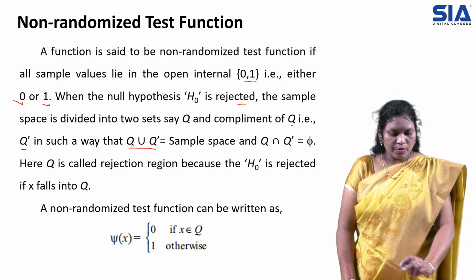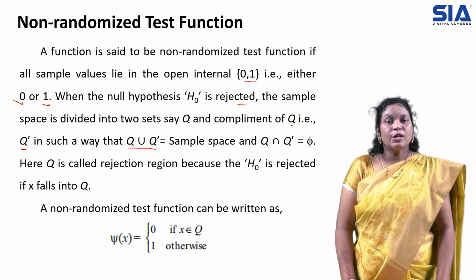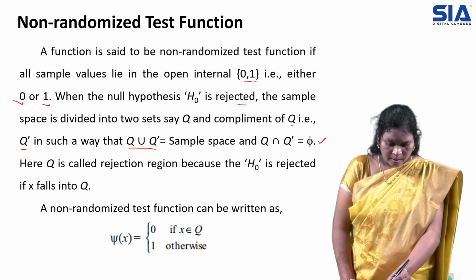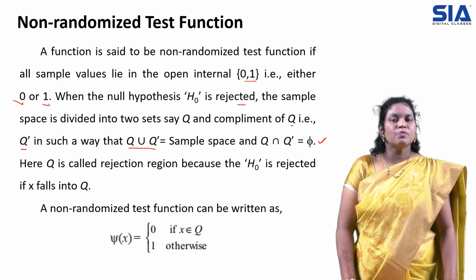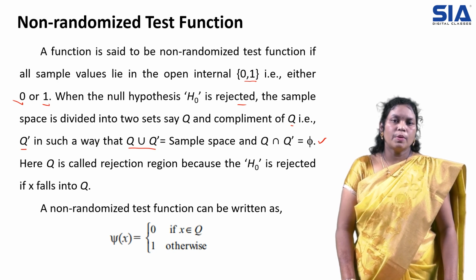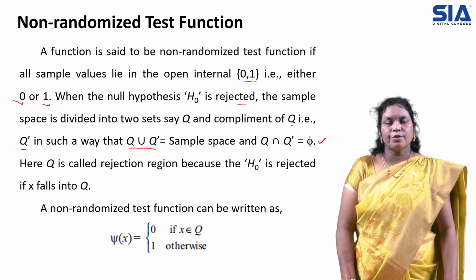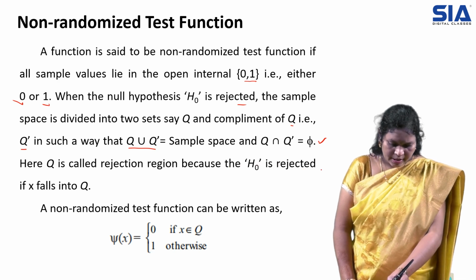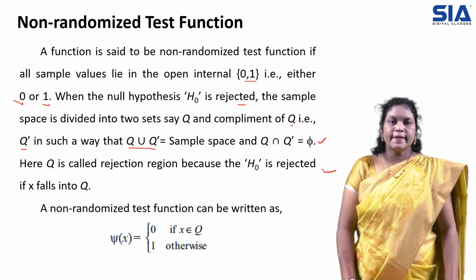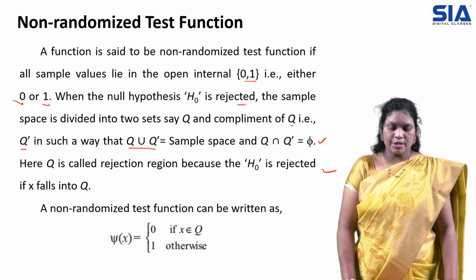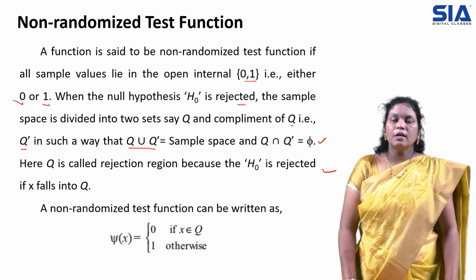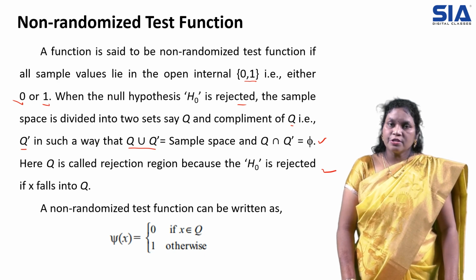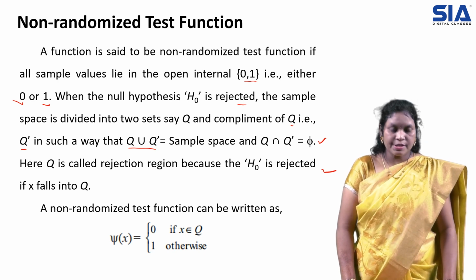Yes, obviously both together go to the sample space, all the outcomes together are represented in the sample space. So Q union Q dash becomes our sample space, and Q intersection Q dash is a null set. Means Q intersection Q dash will not exist at all. Q is the complement of Q dash or Q dash is the complement of Q, so obviously it goes to the null set. Here Q is called the rejection region because H0 is rejected. Yes, whenever we reject H0, that falls under the critical region. We have learned the critical region definition. So obviously Q is called the critical region or rejection region when H0 is rejected.